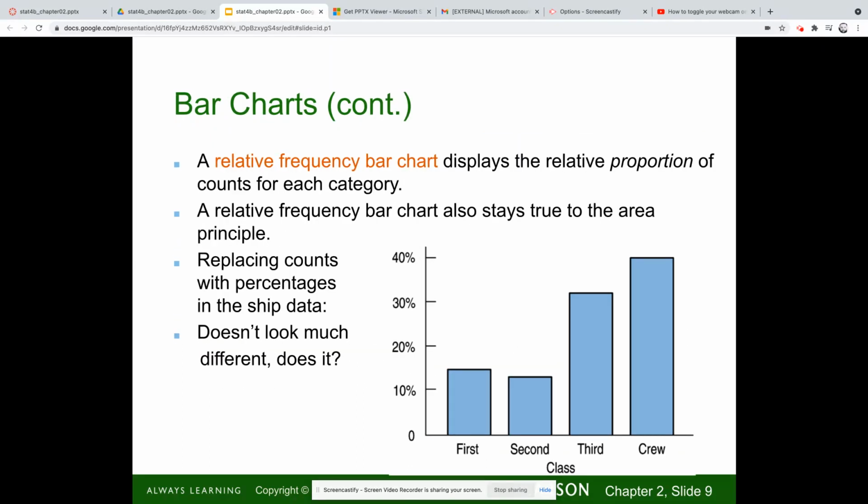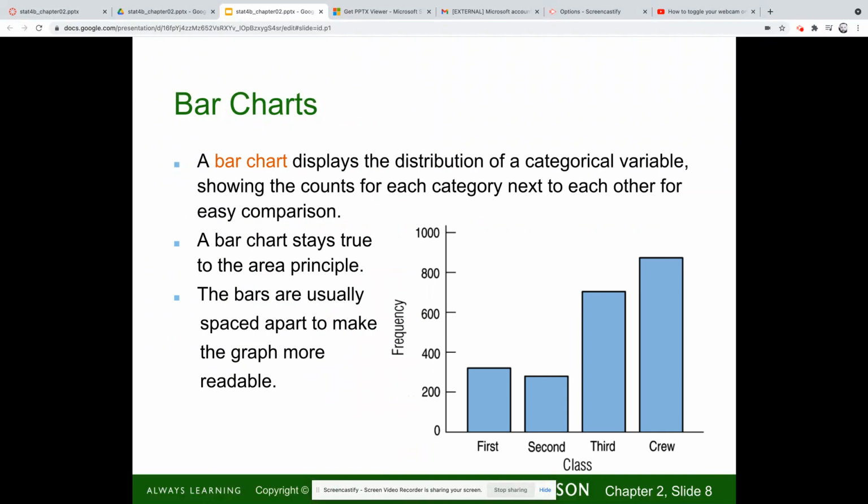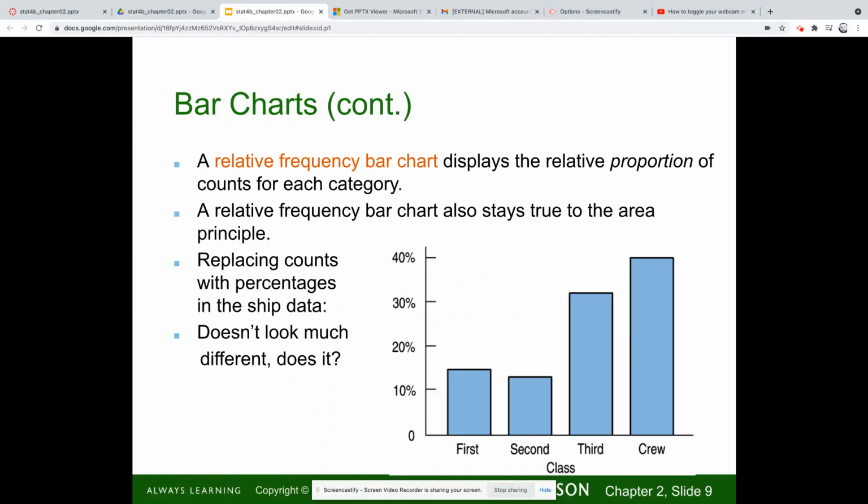Okay. So now a relative frequency bar chart is the same thing, except now we're comparing the percentages. So basically it's the same chart, except the y-axis changes from the total number of people to the percentage. A relative frequency bar chart also stays true to the area principle, replacing the counts with the percentages of the ship data. It doesn't look really any different when you think about it, except for the y-axis.